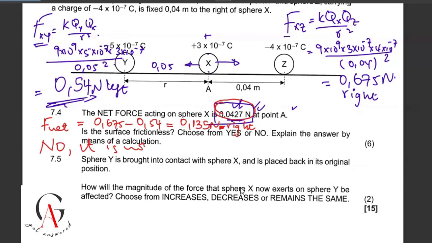It is not frictionless. The reason, we said, is the difference in the net forces.